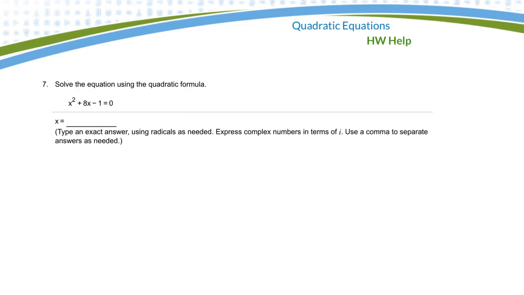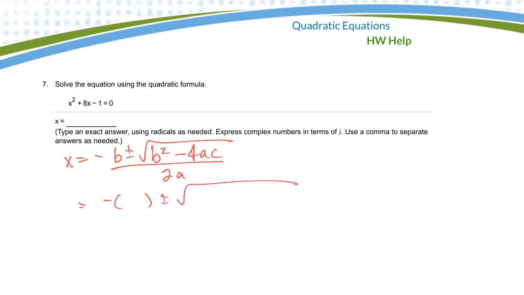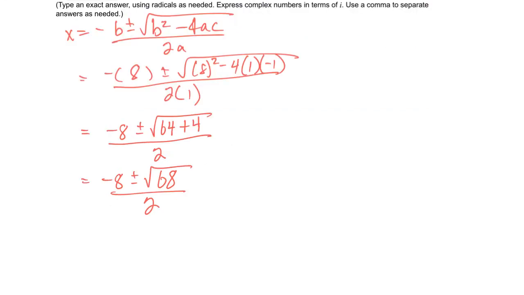Oh, another quadratic formula question. Okay, so x equals minus b plus or minus the square root of b squared minus 4ac, all over 2a. I'm going to pause and let you do that one. Okay, I'm almost done here.